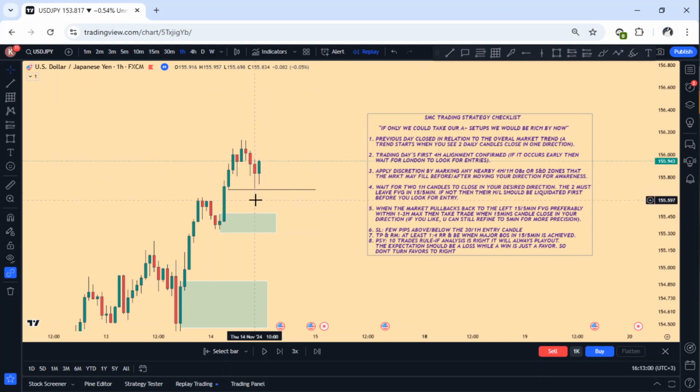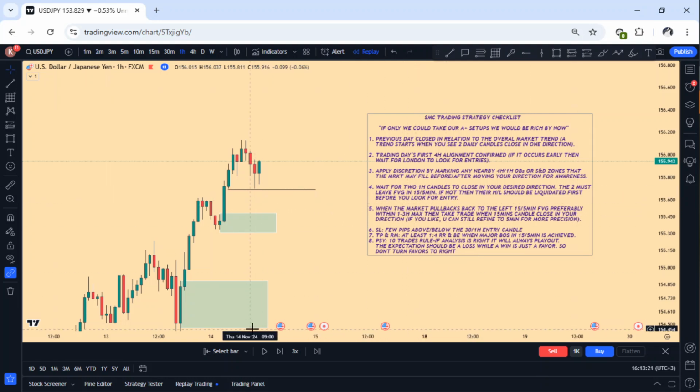So we cannot buy when the market is bearish on the 1 hour. That one will be opposing the pullback. So we wait for 2 one-hour candles to close in your direction. Then the 2 must leave you a fair value gap in 15 minutes and/or 5 minutes. If not, then their highs or lows should be liquidated first before you look for entry.